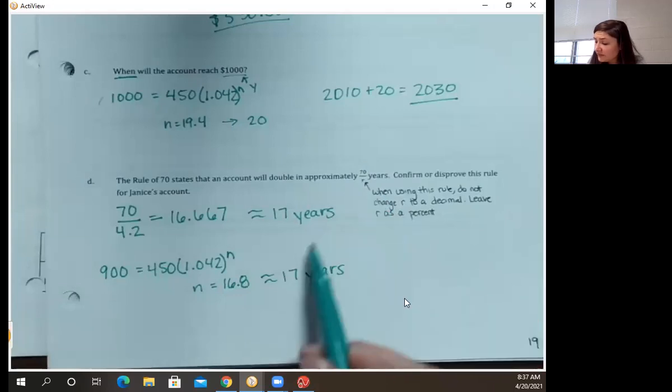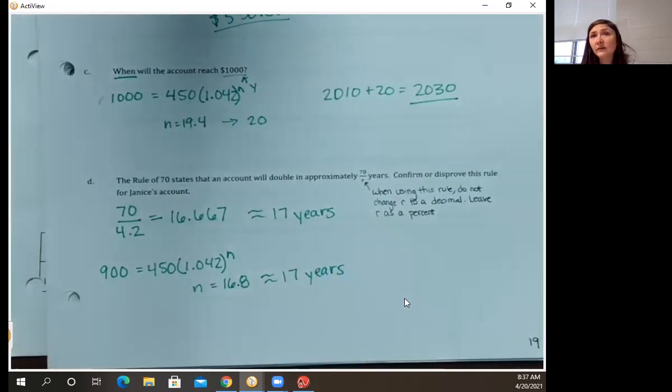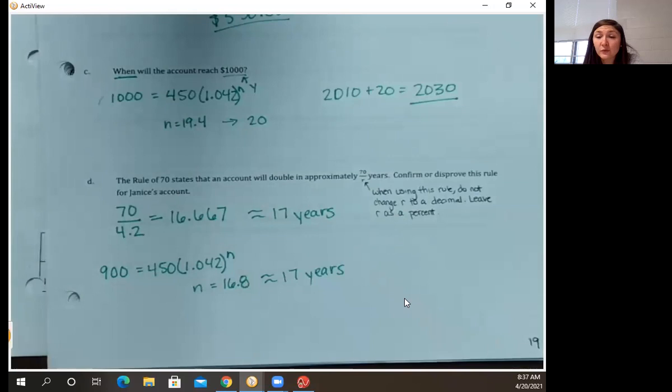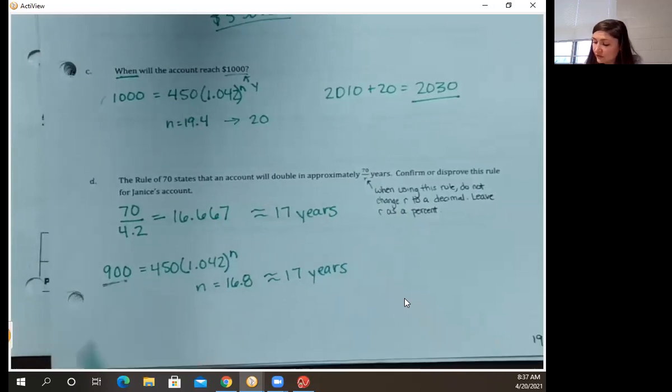So yeah, this looks about right. We were off a little bit on that decimal place, but it's going to take that 17th year in order for me to be able to hit that 900 mark in either case. So yes, that rule of 70 looks like it works.